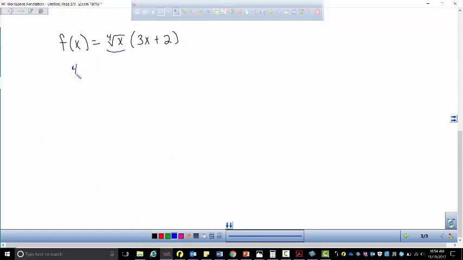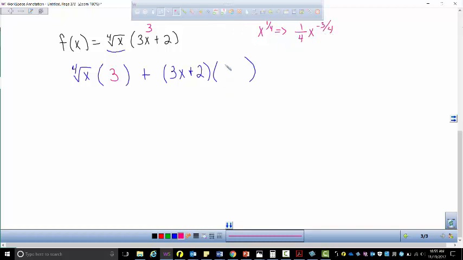So I keep the first, the fourth root of x, and I multiply that by the derivative of the second one. So the derivative of this is just 3. And then I add, I keep the second, and I multiply by the derivative of the first. So the derivative of x to the 1/4 would be 1/4 x to the negative 3/4. So I get 1/4 x to the 3/4. So this side gives me 3 times the fourth root of x, plus (3x plus 2) over 4x to the 3/4. And once again, you can leave your answer like this.